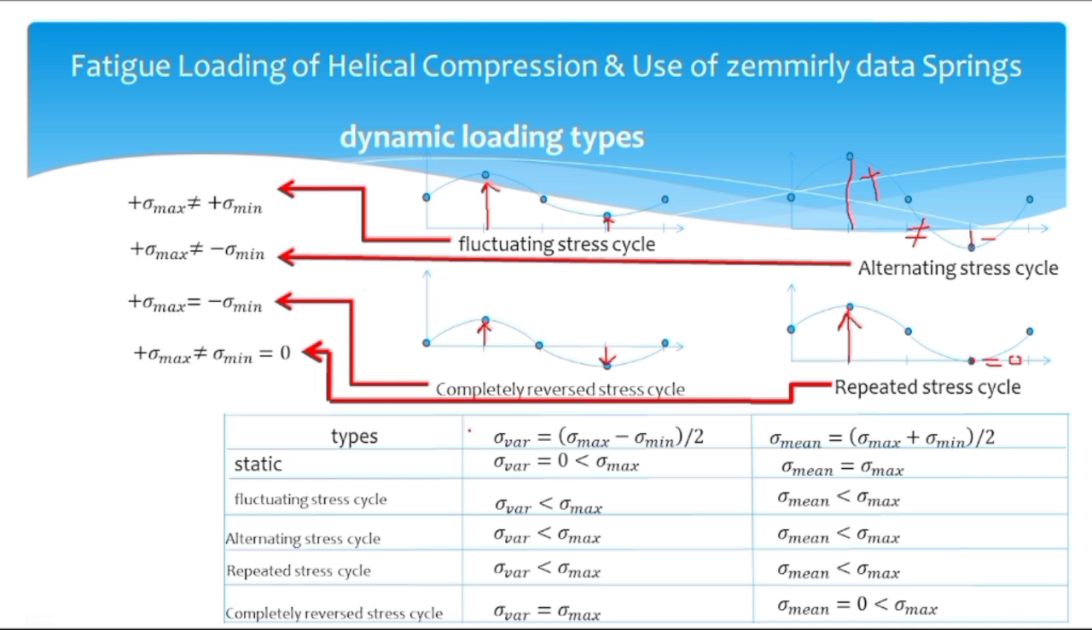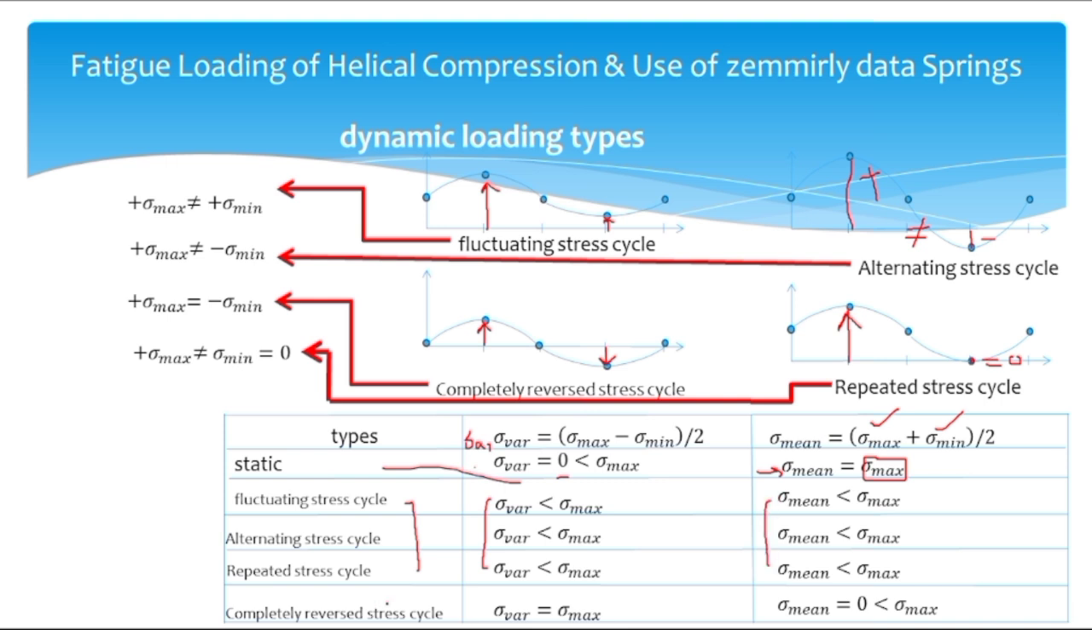Variable stress can also be represented by sigma A, called alternating stress, and it is equal to sigma max minus sigma minimum divided by 2, while sigma mean is equal to sigma max plus sigma minimum divided by 2. In case of static, variable stress is equal to 0 because there is no variability in the static load, and sigma mean for it will be equal to the stress applied, or we can also name that stress as sigma max. And in case of these three, fluctuating, alternating and repeated, the sigma variable will be less than sigma max and sigma mean will also be less than sigma max.